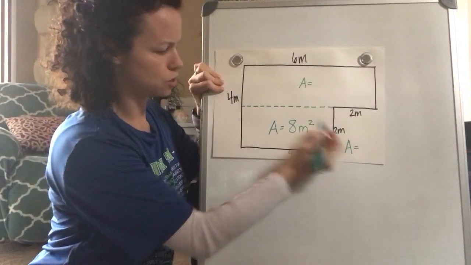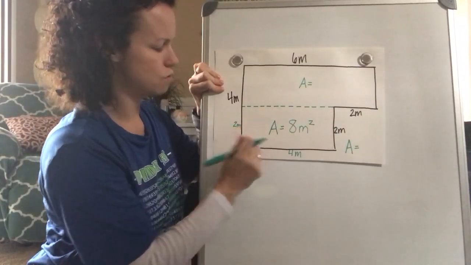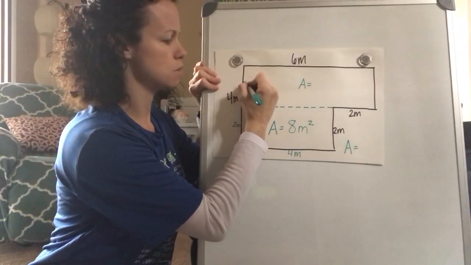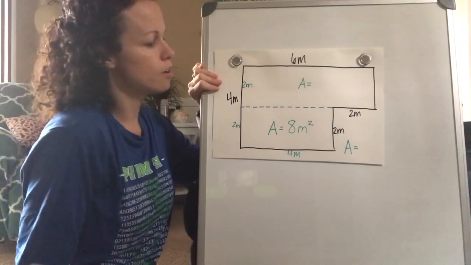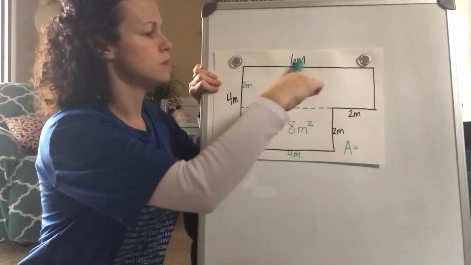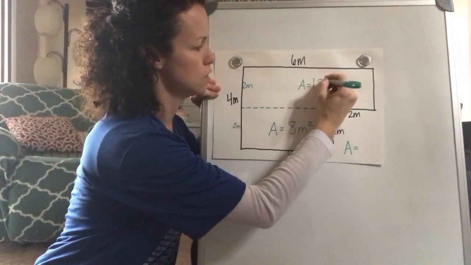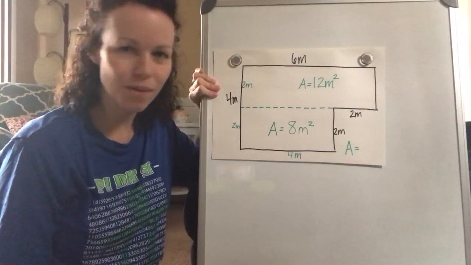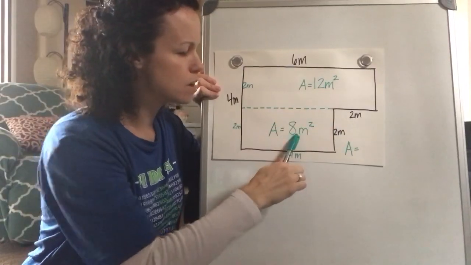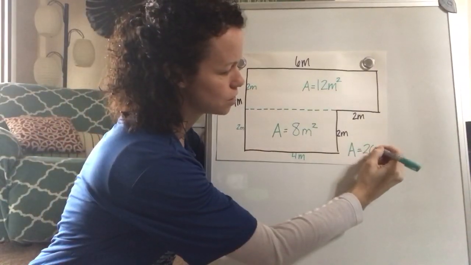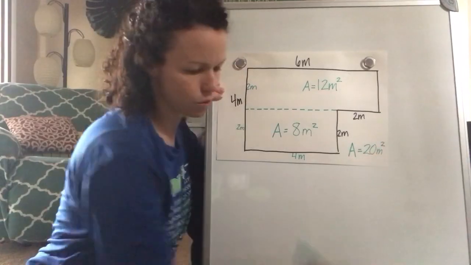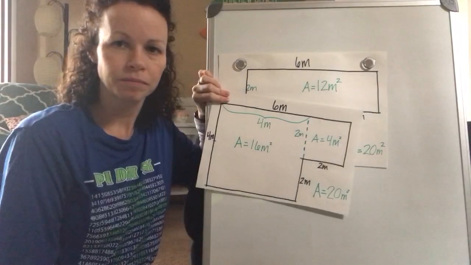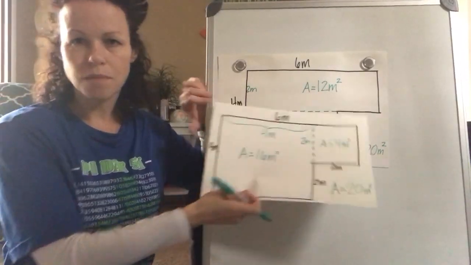So we know this is 2, so we know this side is 2. So 4 minus 2 means that this part must also be 2 meters. So for our area up here, we got 6 meters times 2 meters, which is 12 meters squared. Now again, we got to add them up. So 12 meters plus 8 meters, once again, gives us 20 meters squared. And that's what we got on the last one too. So that's good. So that's kind of like piecing them apart.